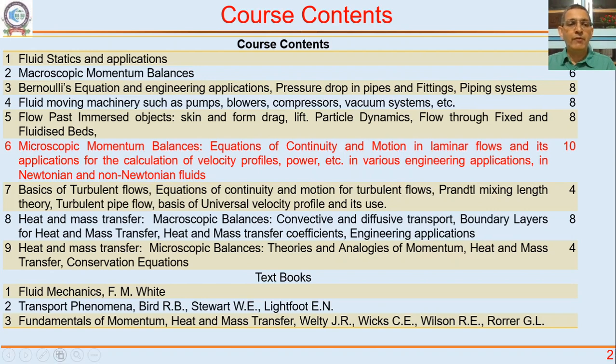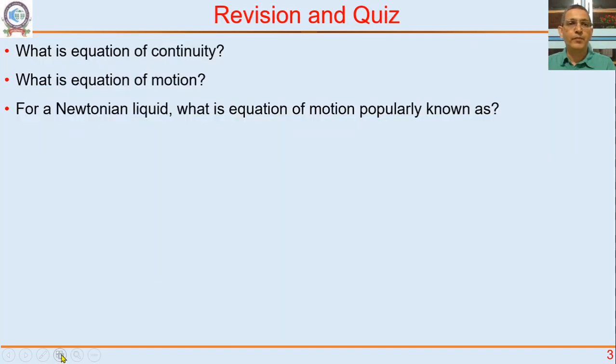This is where we are on topic number 6. Just to help you revise what we mean by equation of continuity: What does it tell us? Where does it come from? Try to refresh or look at the derivation yourself. What is equation of motion? Derive that yourself. What does it mean? What is the meaning of all the terms? For a Newtonian liquid, what is this equation of motion popularly known as?